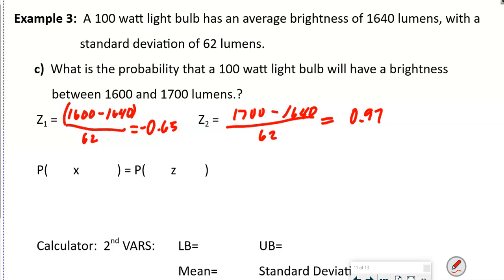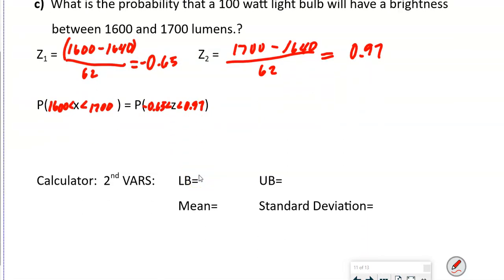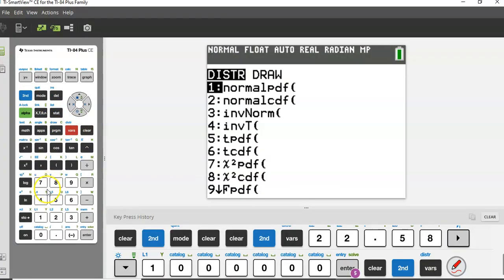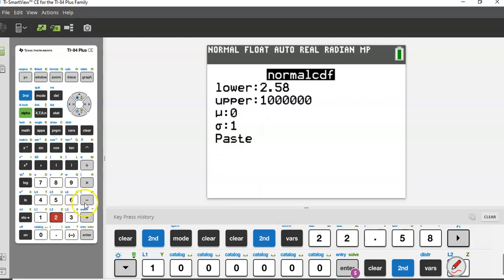So that means we're looking for a value between 1600 and 1700, and we're looking for our z to be between negative 0.65 and 0.97. So this time you should be able to tell we have a lower bound and an upper bound. So our lower bound is going to be that negative 0.65. Our upper bound is going to be the 0.97. Our mean is still 0 and our standard deviation is 1. So we're going to go into the calculator now and enter that. Go into distribution again, so our second vars, going down to number 2. And here we have a lower bound and an upper bound.